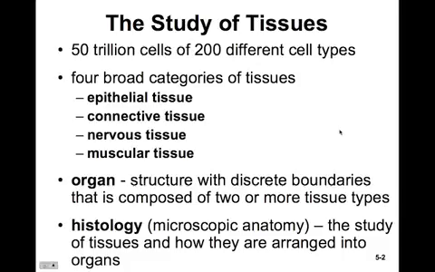So there are 50 trillion cells of 200 different cell types. Within those, there are 4 broad categories of tissues. There's epithelial tissue, connective tissue, nervous tissue, and muscular tissue. Organs are structures with discrete boundaries that are composed of 2 or more different tissue types. Histology is the microscopic anatomy of those tissues, the study of tissues and how they are arranged into organs.